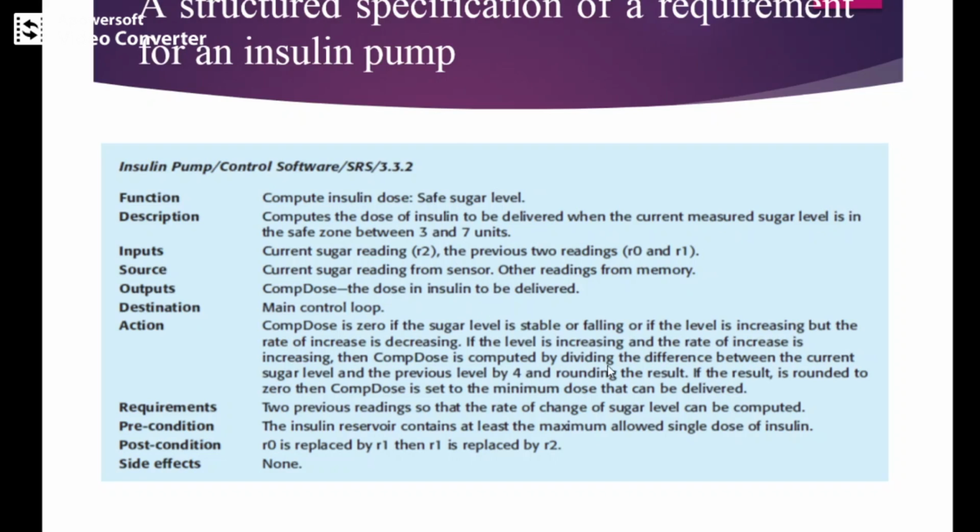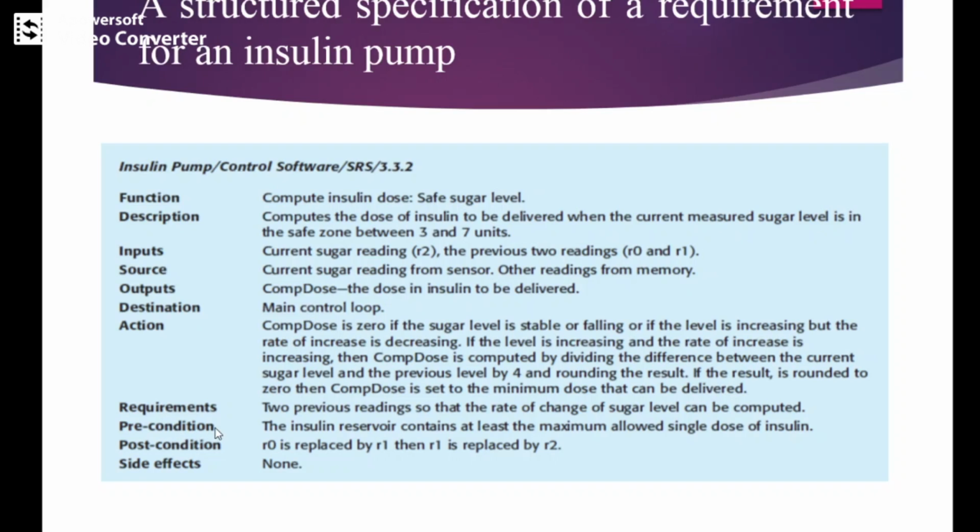That is computed by dividing the difference between the current sugar level and the previous level by 4. Current sugar level R2, previous means R1: R2 minus R1 divided by 4, and rounding the result. If the result is rounded to 0, then CompDose is set to the minimum dose that can be delivered.